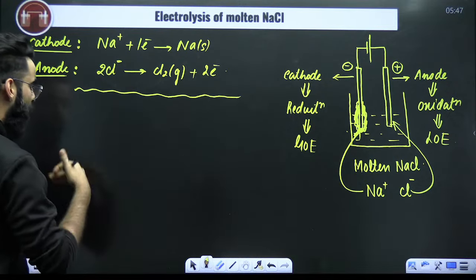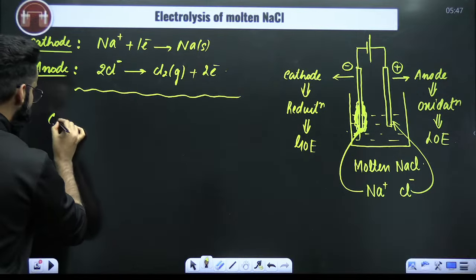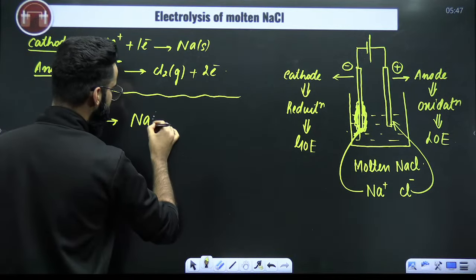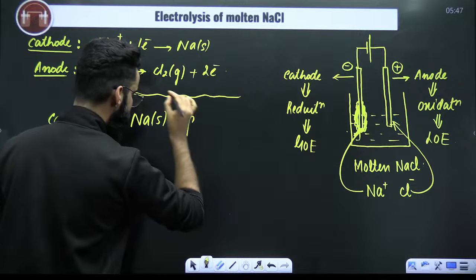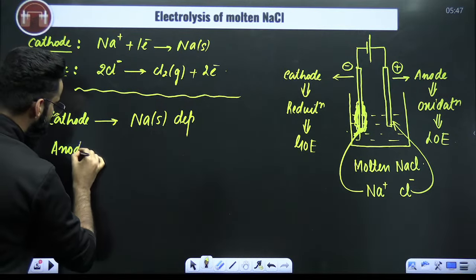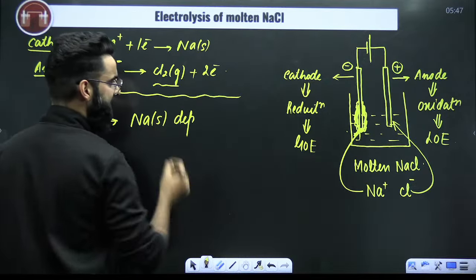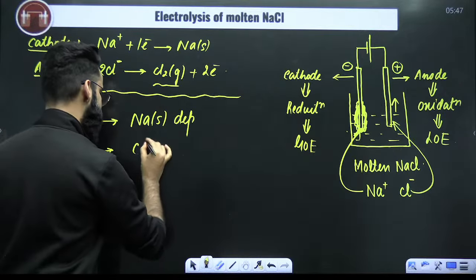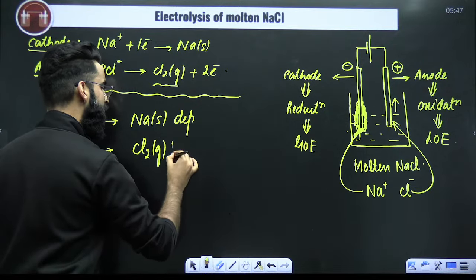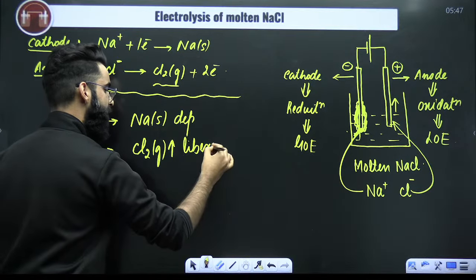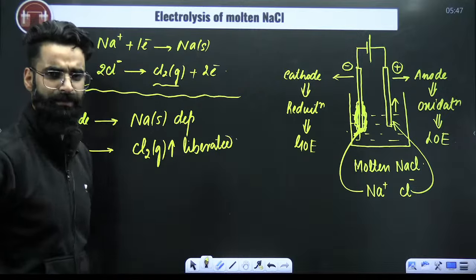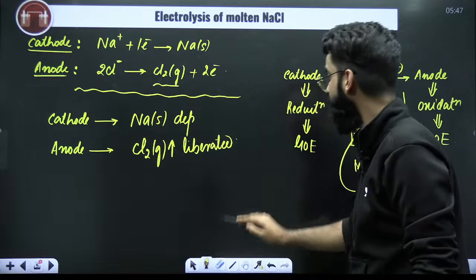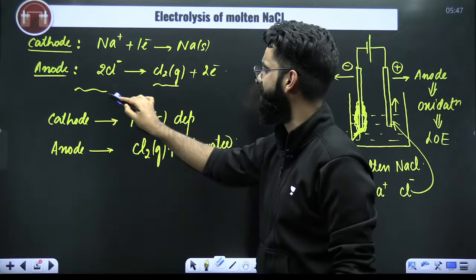So my dear students, the question that's asked here: what is happening at the cathode? What are the products of electrolysis? You will directly remember at the cathode, it is the sodium metal which is being deposited. And if I ask you what is happening at the anode, it is the gas which is getting liberated. So at the anode, Cl2 gas is being liberated. Okay, this is the first point which you need to remember in case of this particular electrolysis. I hope you got the idea of how this electrolysis exactly happens.